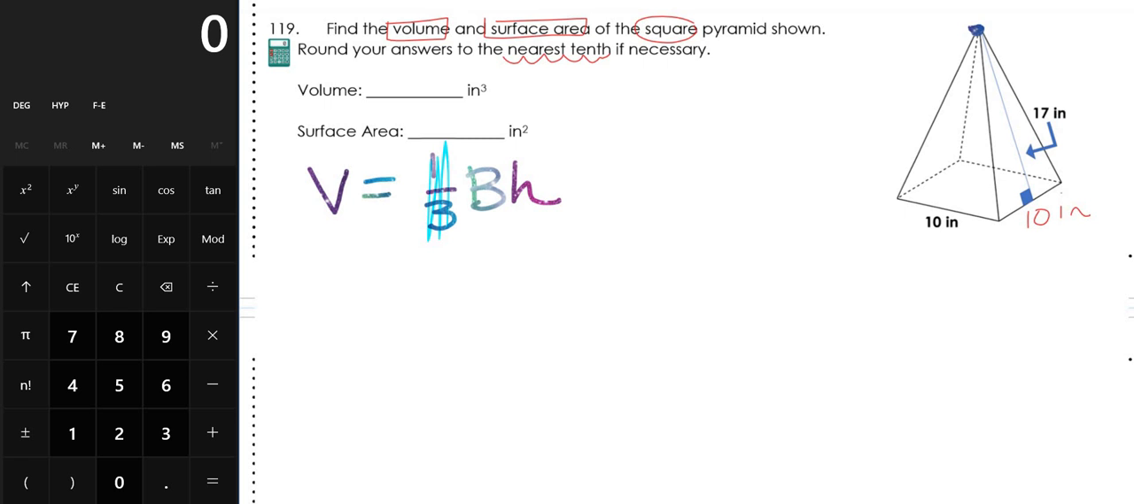Now we have a little bit of an issue here. We don't have the height. The 17 inches is the length of your slant, but it is not your height. If I were to go ahead and draw in my height, it would look like this. It's going to go to the center of that square, and it's going to be perpendicular to your base. That is your height. So what we need to do is solve for it before we can even use our volume formula. I'm going to zoom in on this so we can talk about it a little bit more.